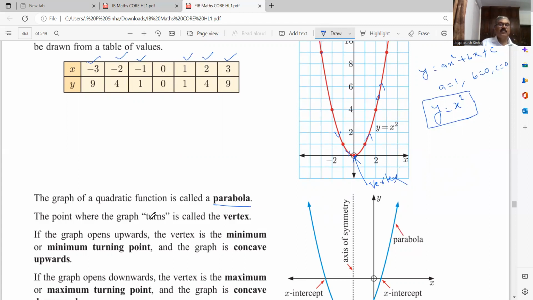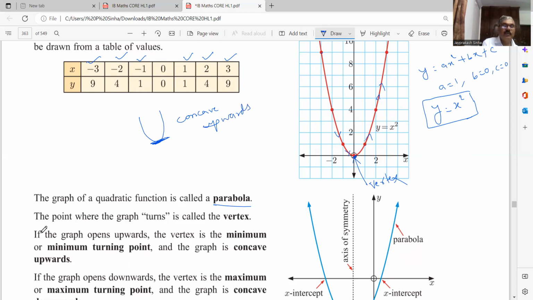Okay. So the point where the graph turns is called the vertex. If the graph opens upwards, this is the example of opening upward, then the vertex is the minimum. So in this example, the graph is opening upward, so this vertex will give you the minimum or minimum turning point. And the graph is concave upwards. This shape is called concave upwards.